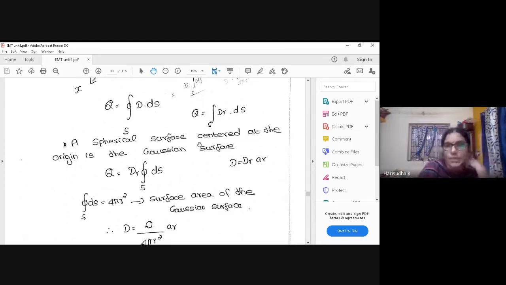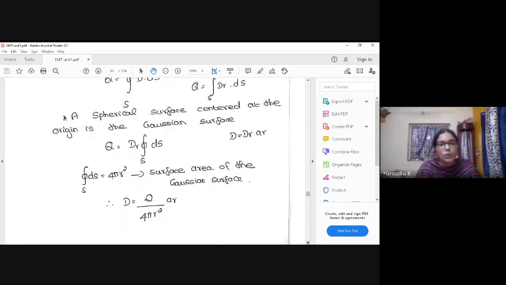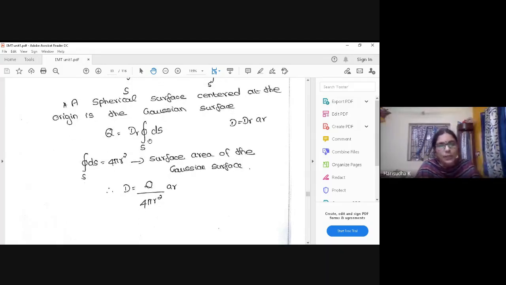Therefore, Q is equal to, since this Dr term is a constant, I have taken it outside, enclosed surface integral dS. The enclosed surface integral dS is nothing but the surface area of the Gaussian surface. The area of the sphere is 4 pi r square. So instead of integral dS, I can replace it with 4 pi r square. Therefore, I can write Q is equal to Dr into the surface area of the Gaussian surface, that is, Dr into 4 pi r square.